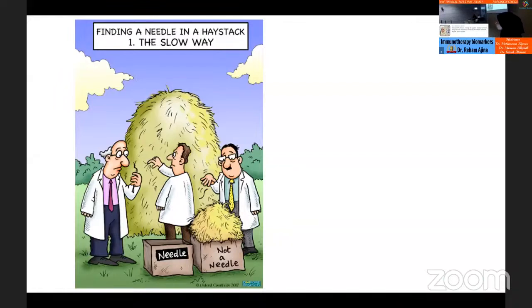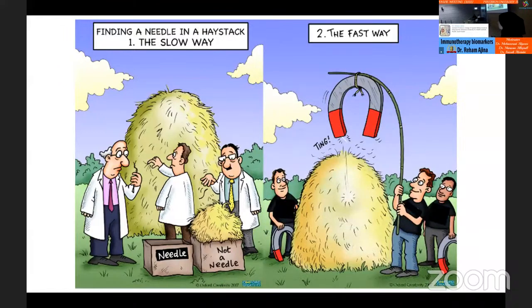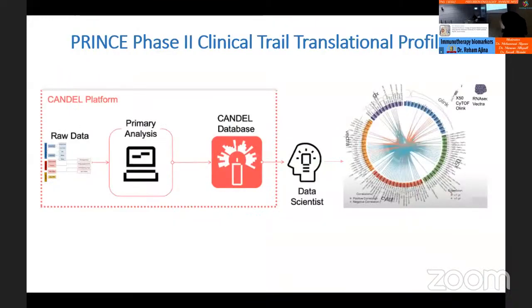How can you find the clinically applicable data? I think the answer is you need scientists. So you need scientists, for example, bioinformaticians, to give you their magnets, their tools to help you pick up the needles. And that's what they did in this exact clinical trial.